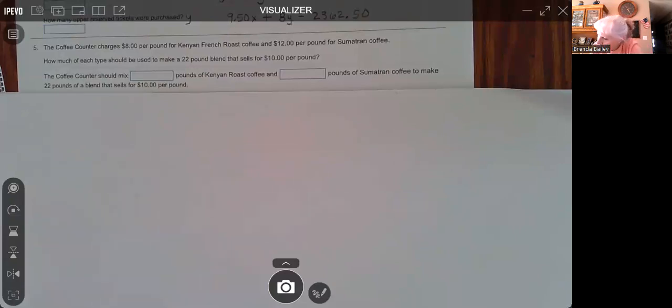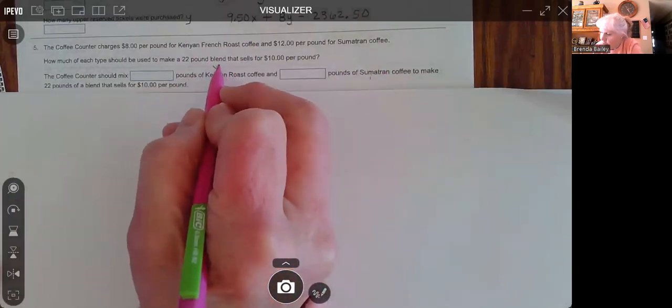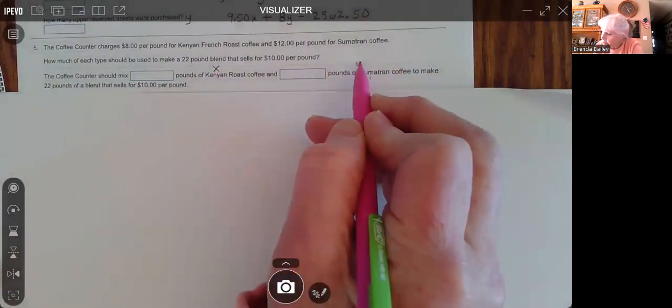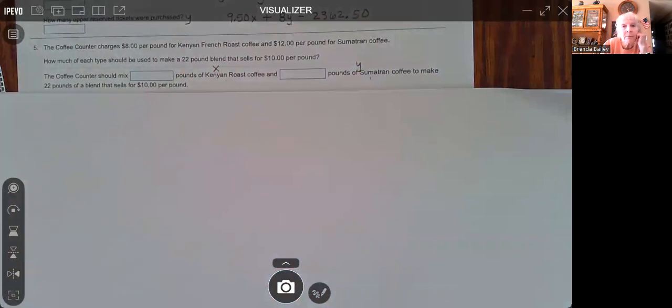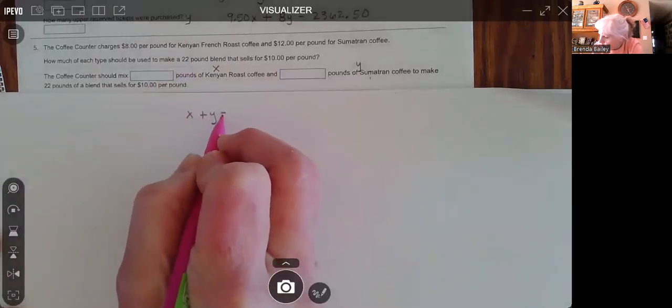So I think what we'll do is, I could use a K and an S, but I'm just going to go ahead and stick with x. The x is going to be how many pounds of Kenya roast. And the y is going to represent how many pounds of Sumatran coffee we're going to have. I do know that when I take how many pounds of the Kenyan plus how many pounds of the Sumatran, I'm going to have a total of 22 pounds. So x plus y equals 22 pounds.